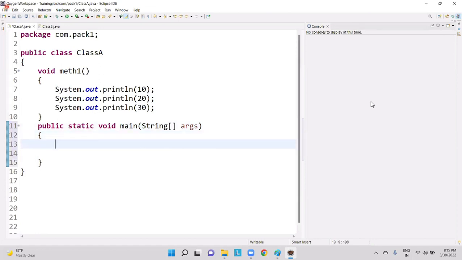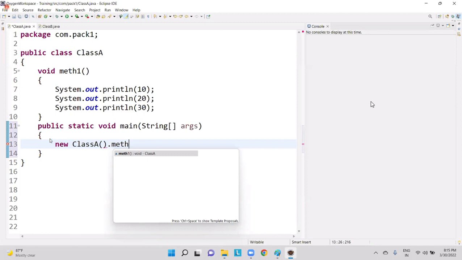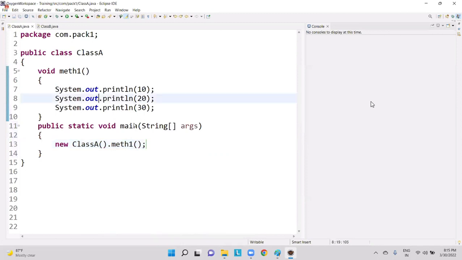Now, guys, please concentrate correctly. Here, let me call my method: new class A dot method one. That's it. If I execute my program, I'm going to get my output, that is 10, 20, and 30. Yes, you already know this. Am I right or wrong? Yes, we already know the output.